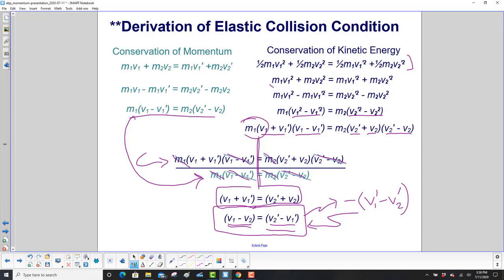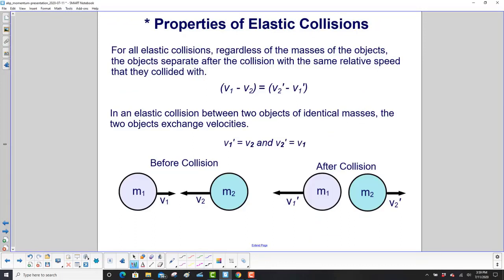And what have we done? We put all the velocities before the collision on one side, which is v1 minus v2, and the primes, which are the velocities after the collision, on that side. This holds for all elastic collisions, regardless of the masses of the objects. How cool is that? There's no mass there. The mass doesn't matter. It divided out. The objects will separate after the collision with the same relative speed that they collided with.